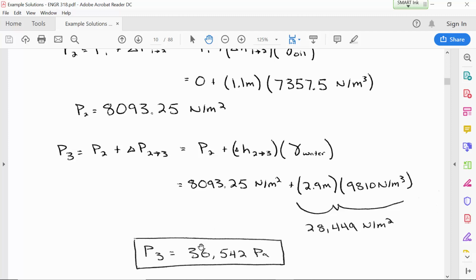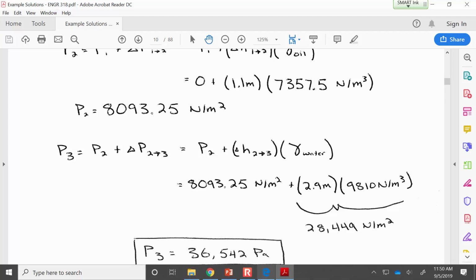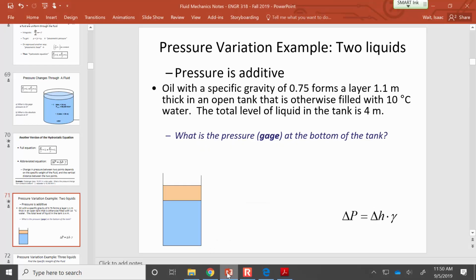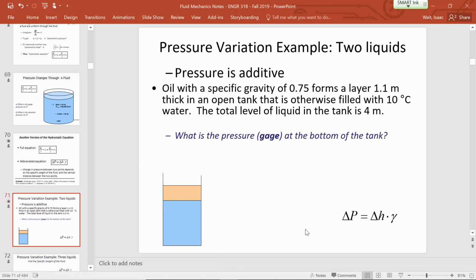So in the end, our final pressure at the bottom of the tank is 36 kilopascals. Anybody else get the same thing? Good? All right. So that is another application of the hydrostatic equation if we've got multiple liquids.